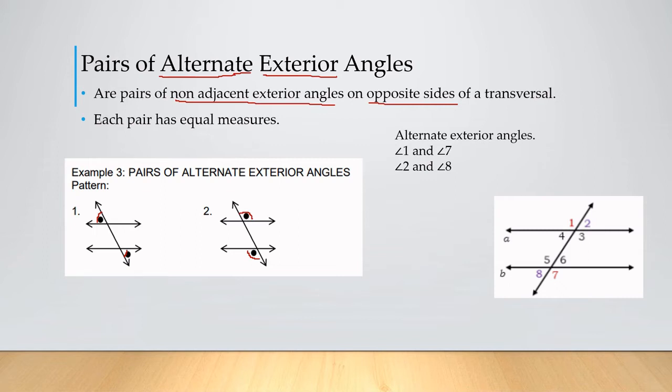Now, look at this figure. What are the alternate exterior angles? So, we have angle 1 and angle 7. Exterior angles that are on the opposite side. Next is angle 2 and angle 8. So they are also exterior angles on opposite side of a transversal.